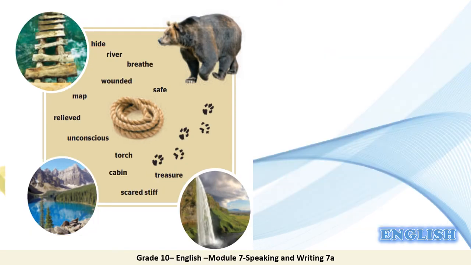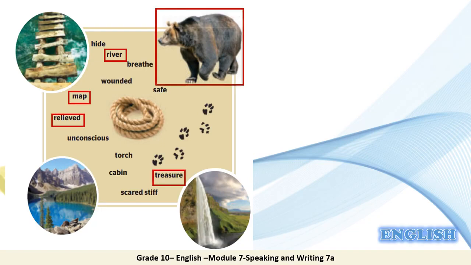Moving on to the next part of the story, I will still help you by giving you some words that you can implement in your next part of the story. We can use river, map, relieved, treasure, bear, bridge, torch. So I want you to pause the video for 5 minutes and try to write down your part of the story, and let's compare it with the one that we will display in few seconds.